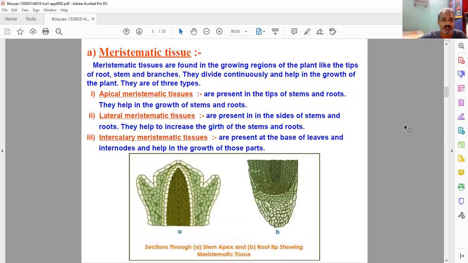Here is the definition of meristematic tissue. Apical means the tip of the plant, either the stem or root. Lateral is present on the sides of stem or roots, and it increases the thickness of the stem. Intercalary means present at the base of leaves or internodes or sometimes branches. Branches grow from the nodes, the point where they grow. So that is intercalary meristematic tissue.